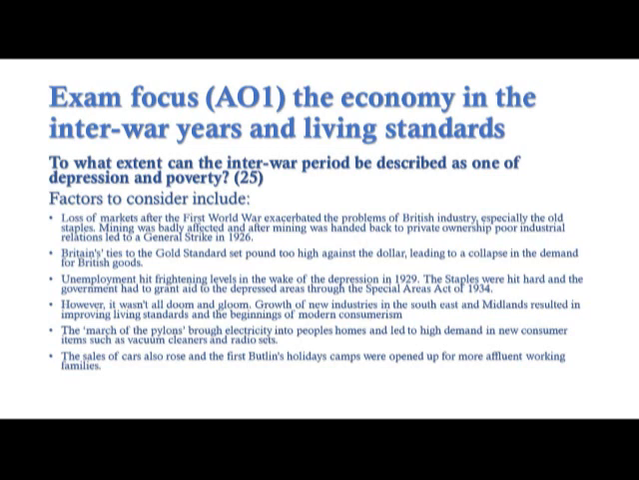But as we know, it wasn't all doom and gloom. The growth of new industries in the southeast and Midlands, in those areas at least, from 1934 resulted in improving living standards and the beginnings of what we would recognise as modern consumerism. The march of the pylons brought electricity into people's homes, and this, of course, led to a demand in new consumer items such as radio sets and vacuum cleaners and refrigerators and various other things. We know that the sale of cars also increased. Lots of new homes were built in the southeast at this point. And, in terms of holidays, the first Butlins holiday camps were opened up for the more affluent working class families.